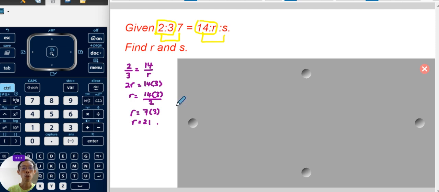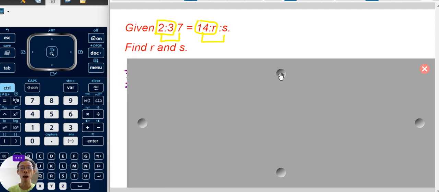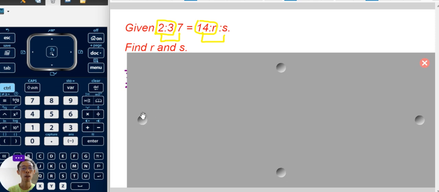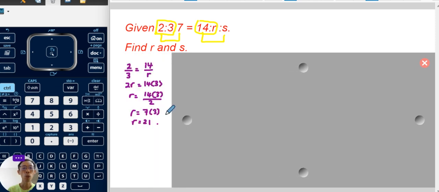The relevant thing to do is that I will take 2 over 3 is equal to 14 over r, cross multiply, so you get 2r equal to 14 times 3. Now make r the subject, so divide both sides by 2, so it's 14 times 3 divided by 2. Simplify this, 14 divided by 2 is 7. So 7 times 3 is 21. So r is equal to 21.